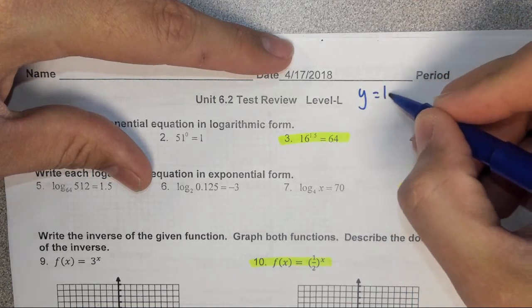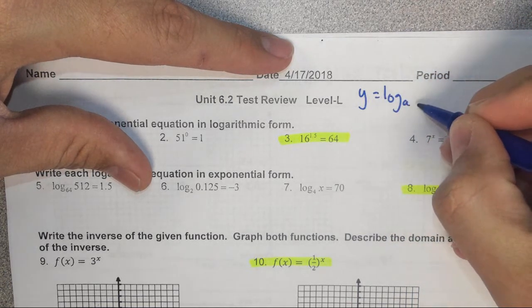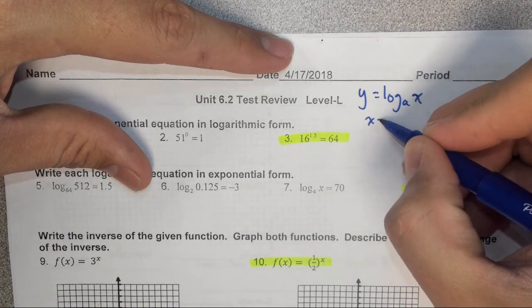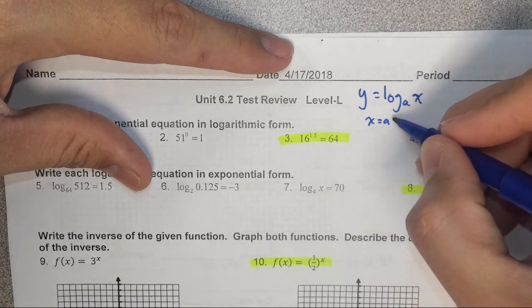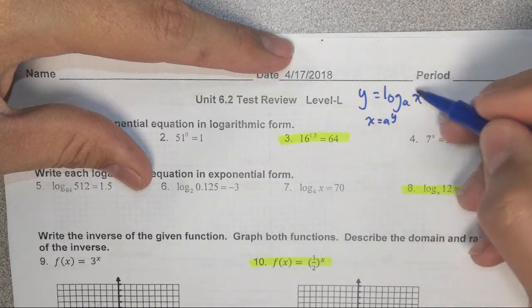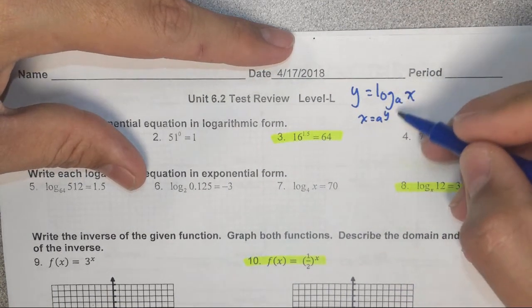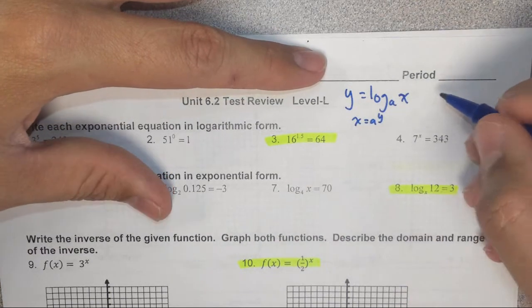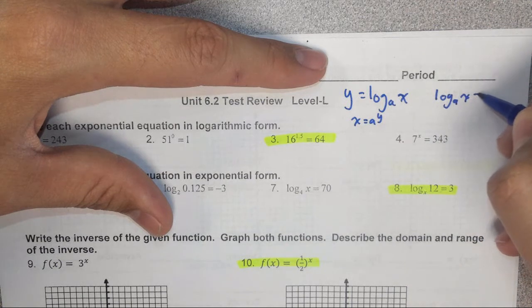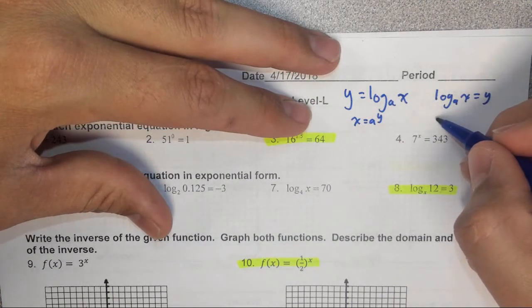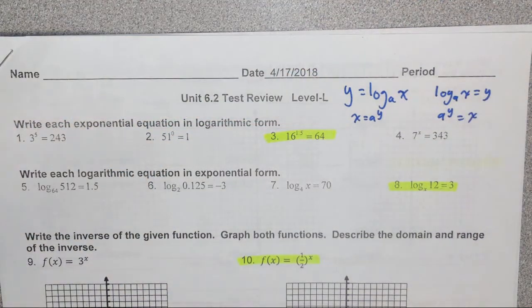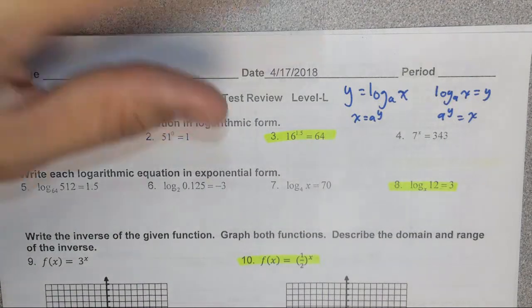y equals log base a of x goes to x equals a to the y. That way you can go from exponential to logarithm or logarithm to exponential, and all this on the right side can also be on the left side. So on the board I also have written log base a of x is equal to y, and a to the y is equal to x. I just switched the sides. Either way works. What's equal to one thing is equal to the same thing.